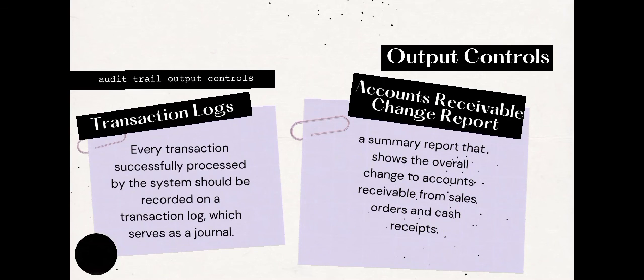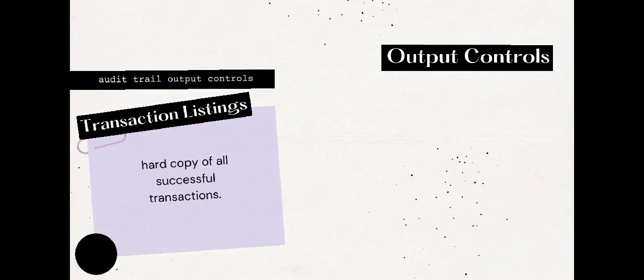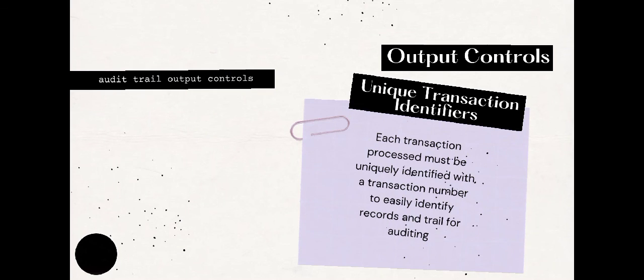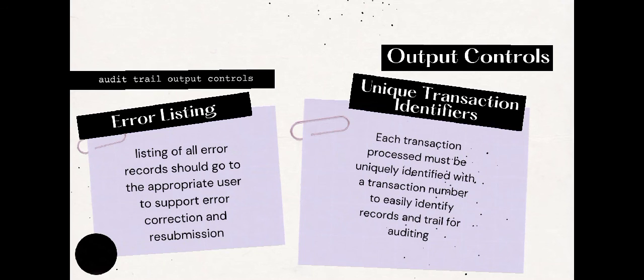Second is transaction logs, which serve as a permanent record of valid transactions and scratch rejected ones, transferring them to the error file. Third, transaction listings, which should go to the appropriate users to facilitate reconciliation with input. Fourth is the log of automatic transactions, wherein all internally generated transactions must be placed in a transaction log and a listing of these transactions should be sent to the appropriate manager. Fifth is the unique transaction identifiers, wherein each transaction processed by the system must be uniquely identified with a transaction number to easily identify records and trail for auditing. Sixth, error listing, a listing of all records with errors should go to the appropriate user to report error correction and resubmission.